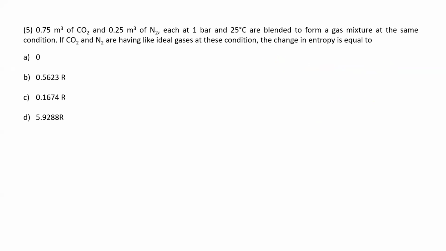Now, 0.75 meter cube of CO2 and 0.25 meter cube of N2, each at 1 bar and 25 degrees, are blended to form a gas mixture at the same condition. If CO2 and N2 behave like ideal gases at this condition, the change in enthalpy, delta H mixture for ideal gases, equals 0, right? We have discussed earlier. So that's why this is 0.